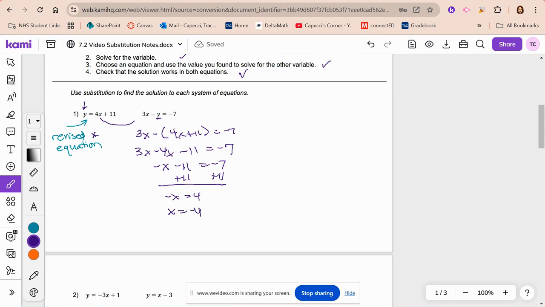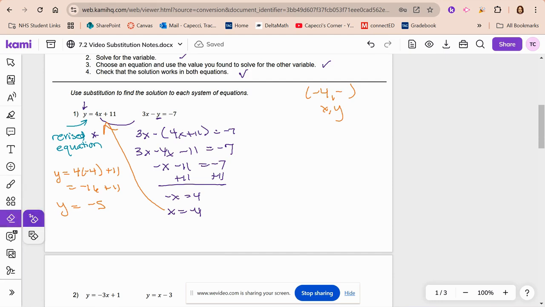Okay, so I need to find y now. I have x set up. Here again is that revised equation. It has it nice and easy set up for me for y equals. So I have y is equal to 4 times negative 4 plus 11. That gives me negative 16 plus 11, so y is equal to negative 5. Our solution to the linear system is negative 4, negative 5, because we always list it alphabetically.